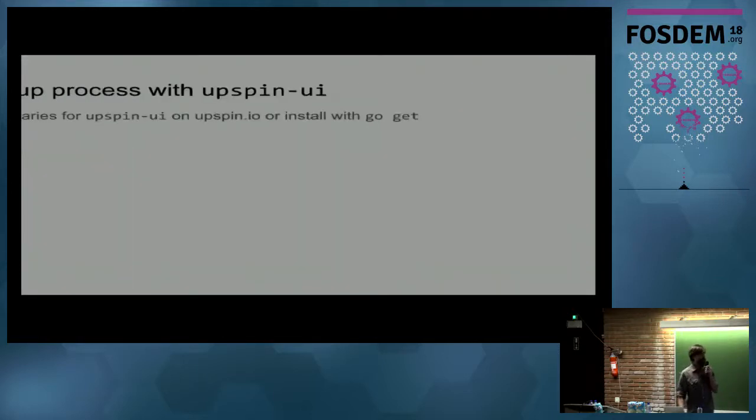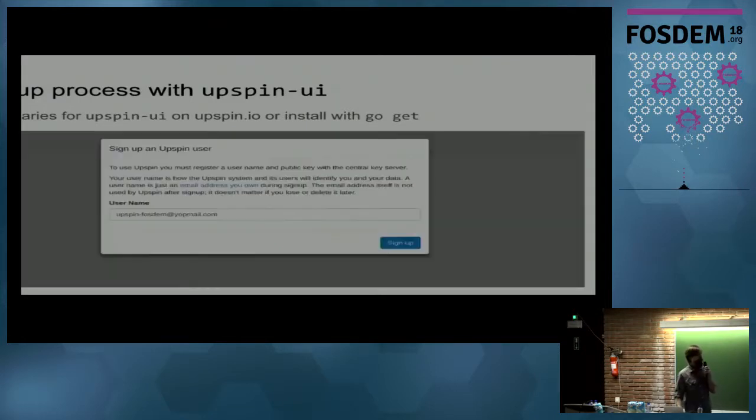The best way to do it is to use Upspin UI. You can download it from the official website or just install it with go get if you have a special system. So the first time you open it, you will have the sign up wizard. It's very nice. You can just type in your email and stuff.